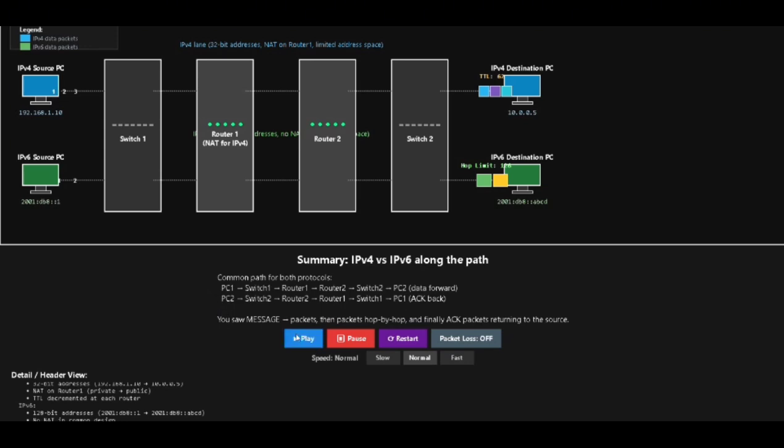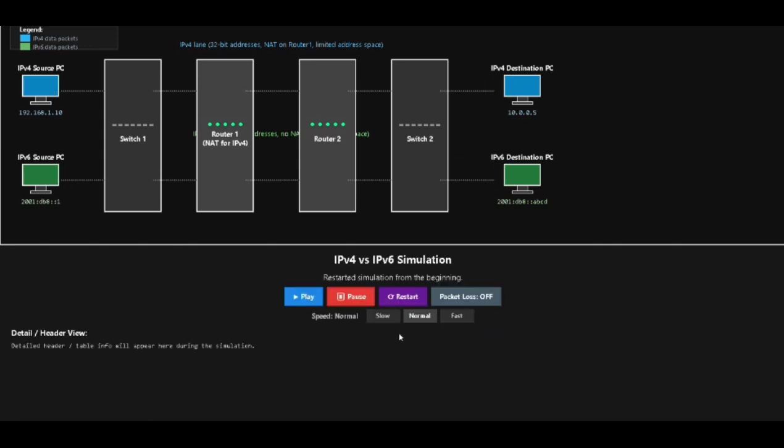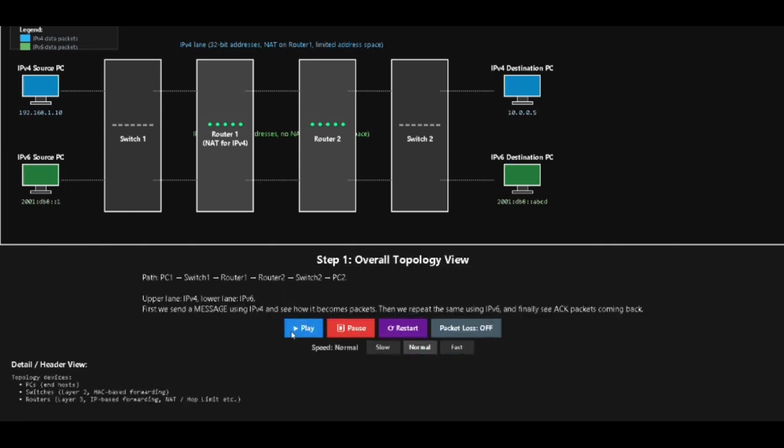Again, I'll play the simulation. This is the summary basically. Here you can see this one is not playing. Again, I have to restart. Restart, play.